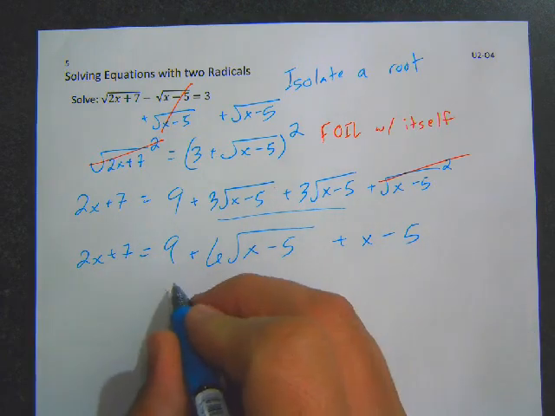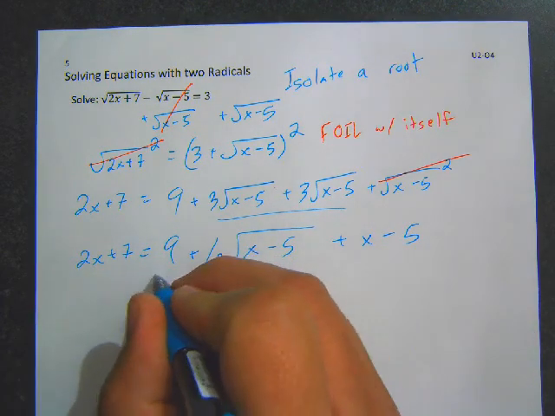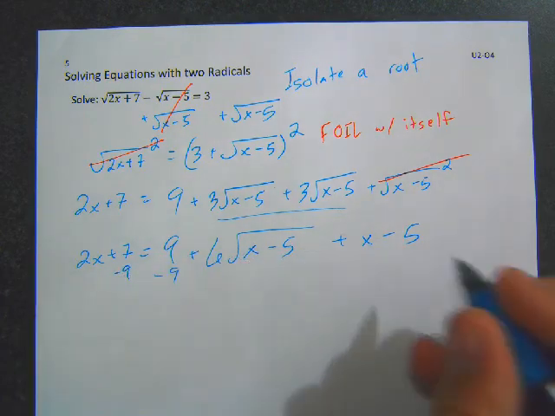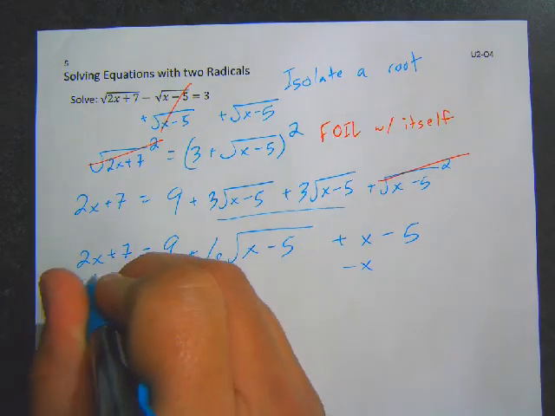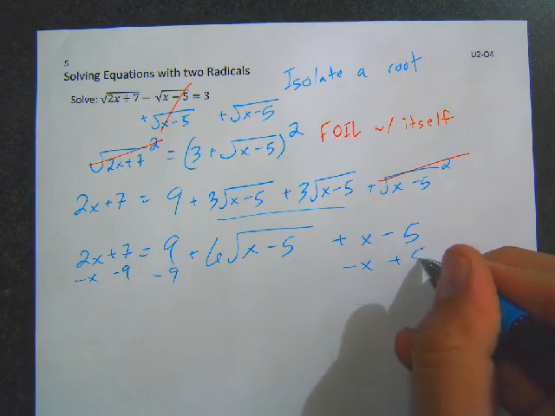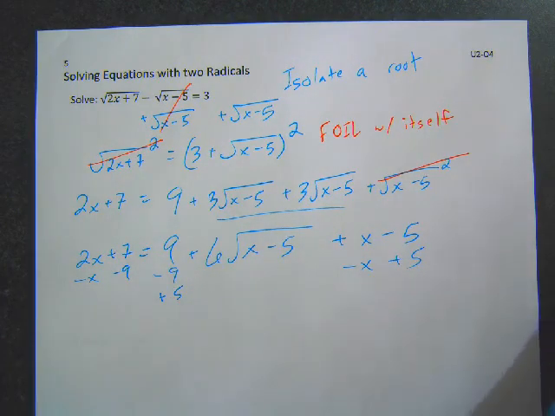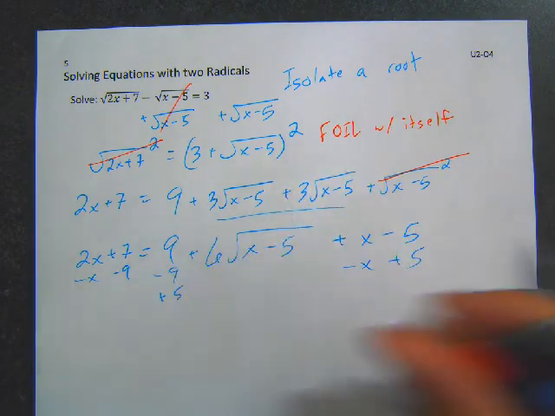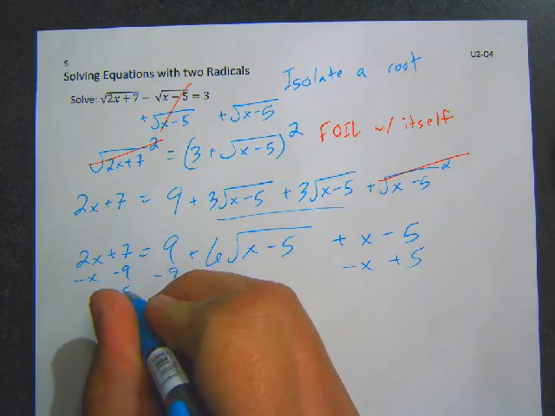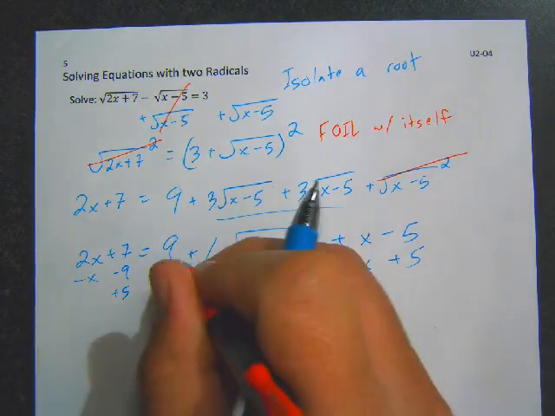I'm going to subtract 9 across, get rid of that 9. Subtract x across, get rid of that x. I'm going to add 5 across, so get rid of that 5. So I'm just trying to get rid of all this other stuff. Oops, I put that 5 in the wrong spot. It's supposed to be over here. This is the same side. That was a mistake.